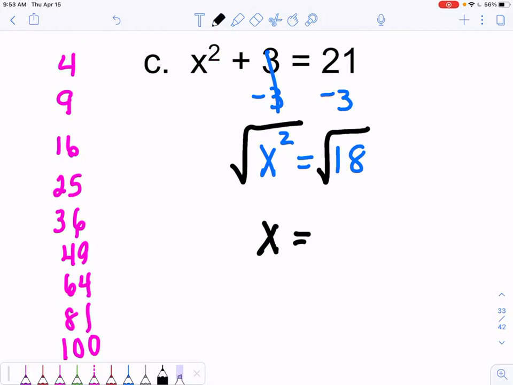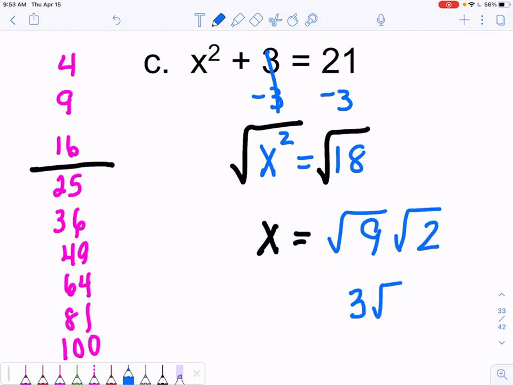All right, Haley, we're looking at 18. Is there a perfect square that goes into 18? It would be 9 and 2. So this one gets simplified. Haley, the square root of 9 becomes 3, and then we have the square root of 2. So the answer here is x equals, don't forget the plus or minus, 3 square root of 2.